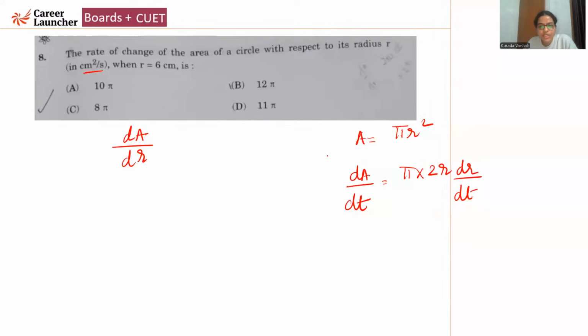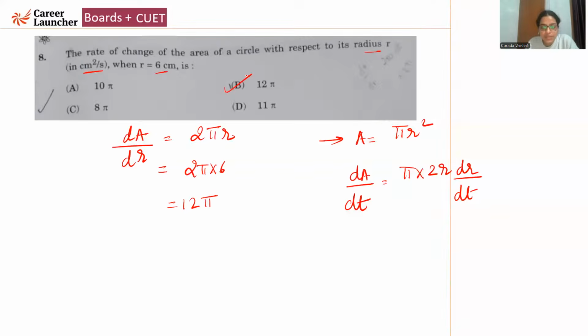So it means, because A is equal to pi r square, if you are considering the rate of change with respect to the radius itself, you are going to get it directly to 2 pi r. And what is the radius? The radius is going to be 6. So you have to substitute the same here. So it is going to be 12 pi. So option B is right.